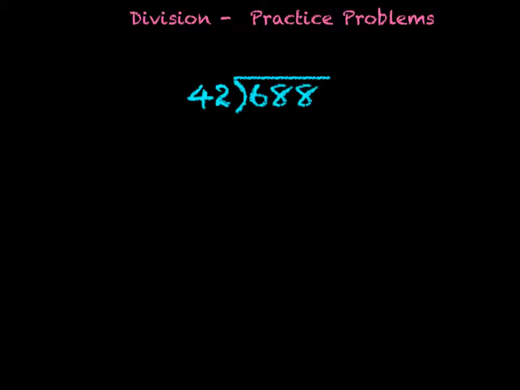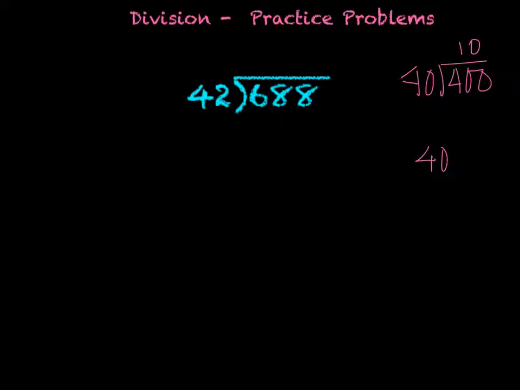And we're back. I hope you did okay. The first thing you should have done was to estimate. So I have 42 and 688. I'm going to actually do two estimates, and then I'm going to pick the one in the middle. I'm going to look at this as 40 and 400. And I know that 40 works with 400 10 times, because 10 times 40 is 400.